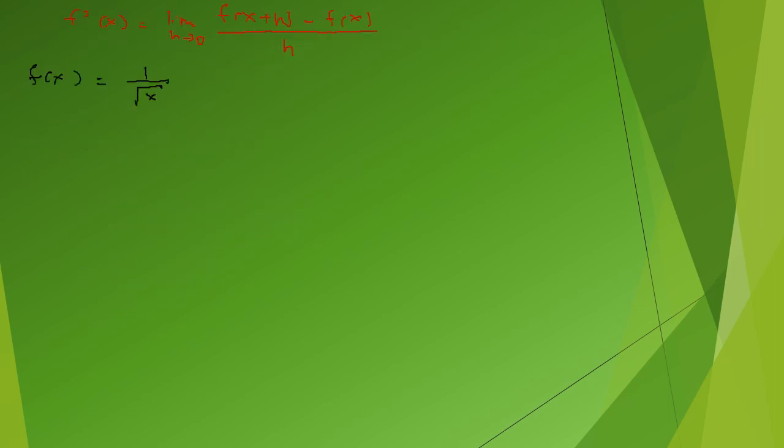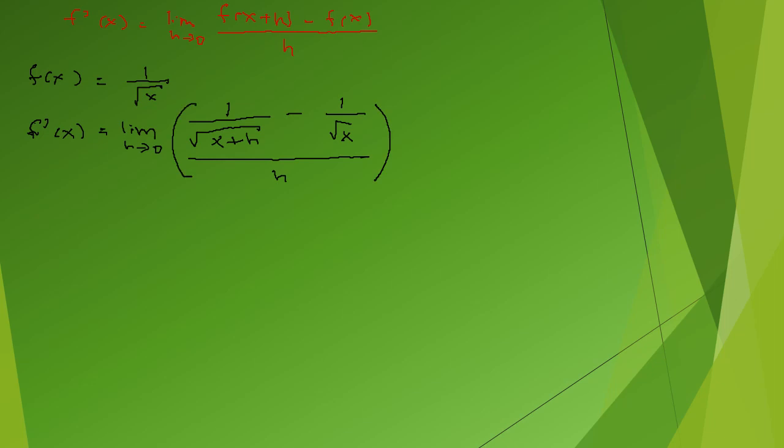Next, we find f prime x for the function 1 over square root x. So we find f prime x by using the formula limit h approaches 0 of f(x+h) minus f(x) divided by h. So we substitute for f(x+h): 1 over square root x plus h, minus our f(x), which is 1 over square root x, divided by h. First, we simplify our function, cross multiply. So we have square root x minus square root x plus h divided by square root x plus h multiplied by square root x.